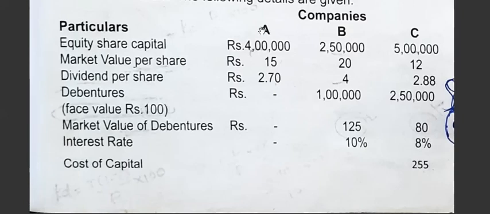Now we have to calculate the costs one by one. When equity share capital is given, it means you have to calculate KE. When debenture is given, it means you have to calculate KD. Then we have to calculate the weighted average cost of capital of company A, company B and company C. Now write down here.